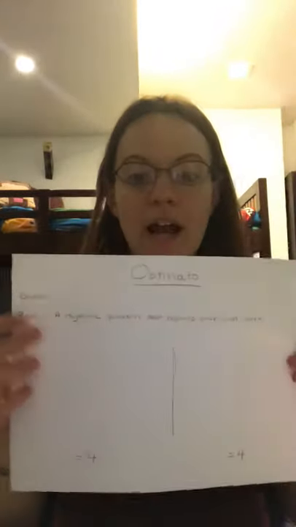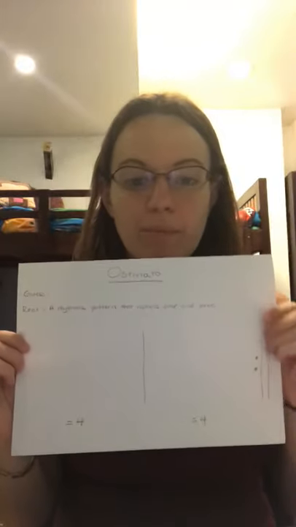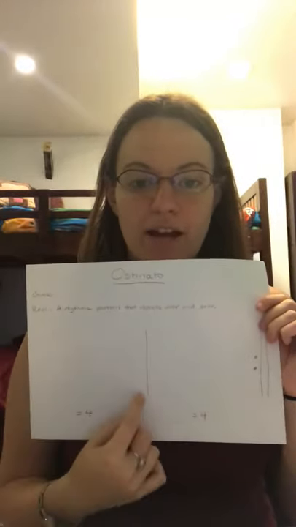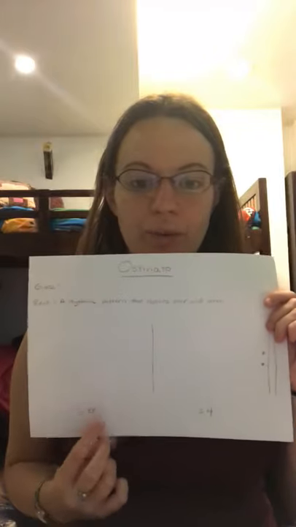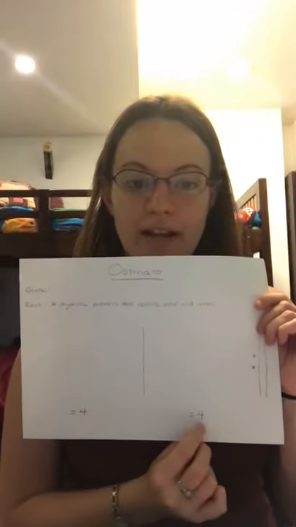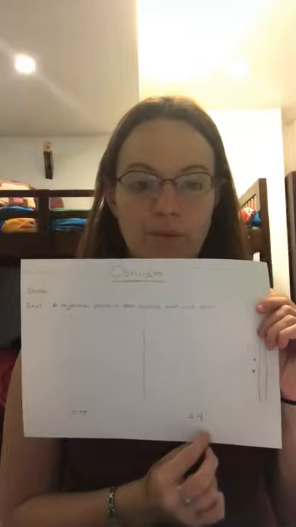All right, so now you've written all of this, I want you to finish making your paper look just like mine. So at the bottom of your page, I want you to draw a line down the middle. On this side, I want you to say that it equals 4. And also on this side, I also want you to say that it equals 4.